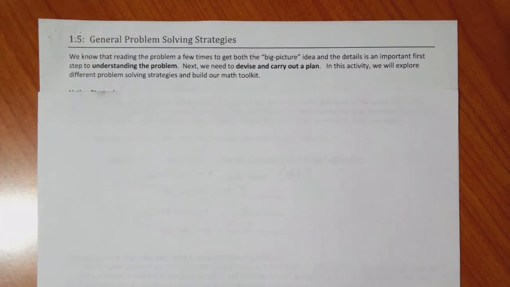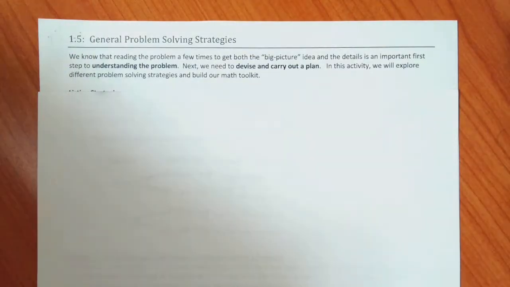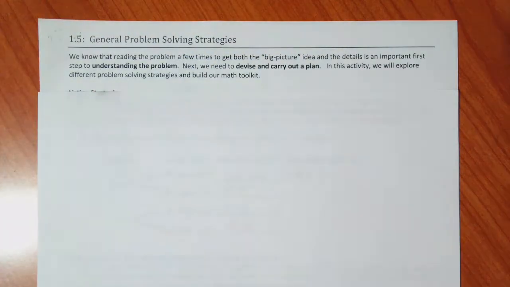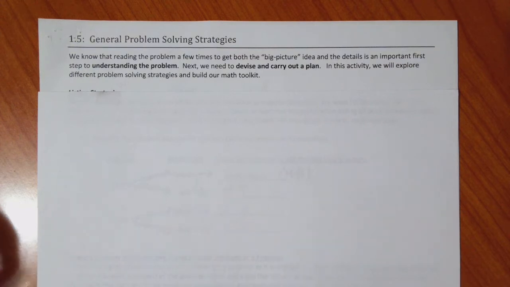Once you get the big picture of the idea, the details will help you understand the problem. So now once we know what we're looking for, we can actually start devising a plan to solve the problem. So we're going to talk about some different ways of doing it: listing, solving similar problems, drawing pictures, using order of operations, providing counterexamples, guess and check, and the multiplication principle. So those are some of the things that we're going to deal with.